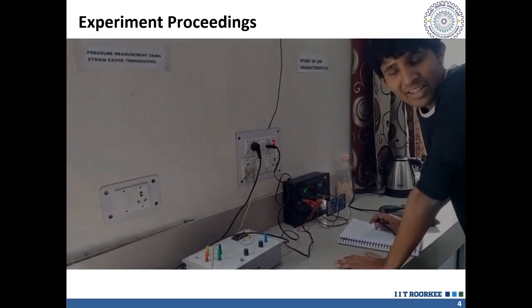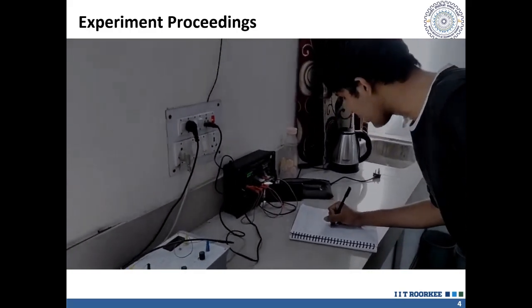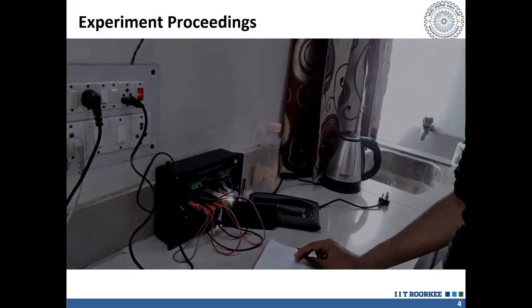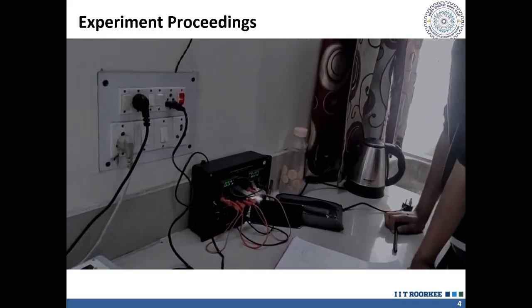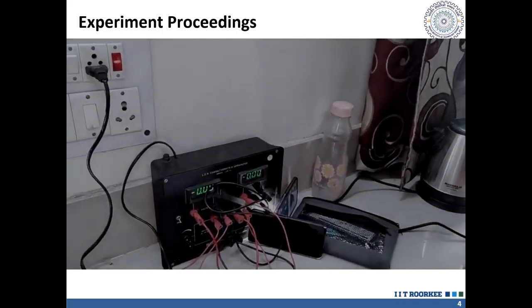Now, I have added another torch, a flashlight, over here, so as to in a sense double the intensity falling on the LDR. Now we'll note the readings of the voltmeter and the ammeter, following Ohm's law of course, and we'll try to find the resistance in this case.